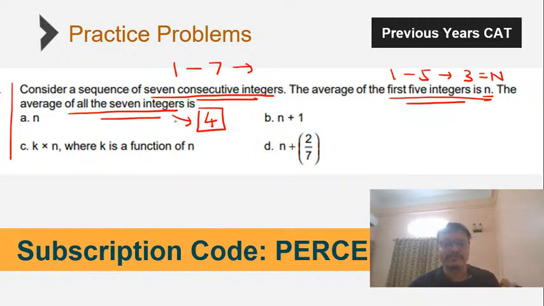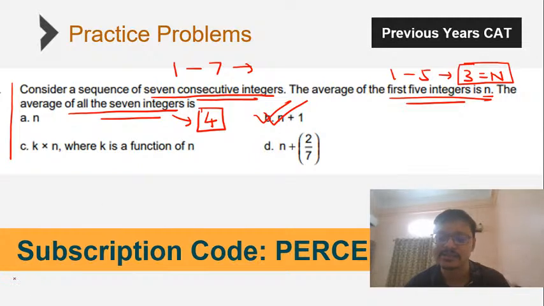So the average of all the 7 integers 1 to 7 is 4, which is nothing but n plus 1, where n is 3. Hence the answer is option B, that is n plus 1. Again, it is not about forming equations and all. It's about simply taking a basic sample set of numbers, which is an easy example, and marking the correct answer.